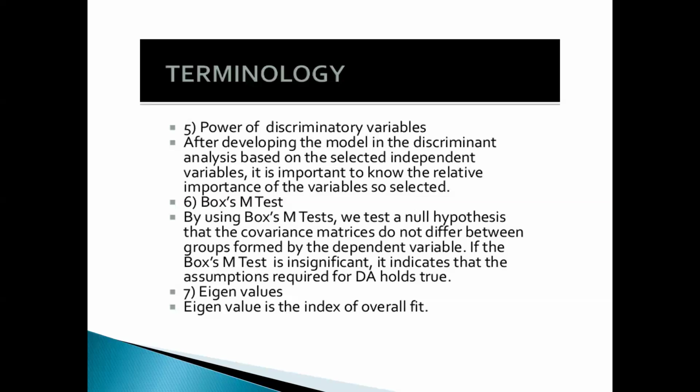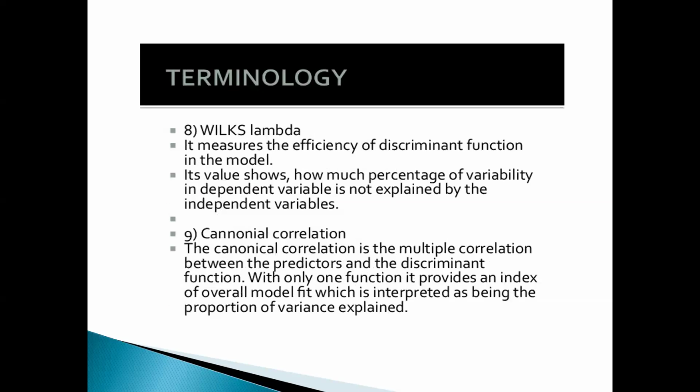And eigenvalues, that we have seen, tell about the goodness of fit of the model. So the eigenvalue is the index of overall fit of the discriminant function. Wilks' lambda is sometimes also known as the measure of bad fit. So it measures the efficiency of the discriminant function in the model. Its value shows what percentage of the variability in the dependent variable is not explained by the independent variables. See, it is just contrary to R square. R square, the coefficient of determination, is the measure of goodness of fit. So Wilks' lambda is the measure of bad fit.